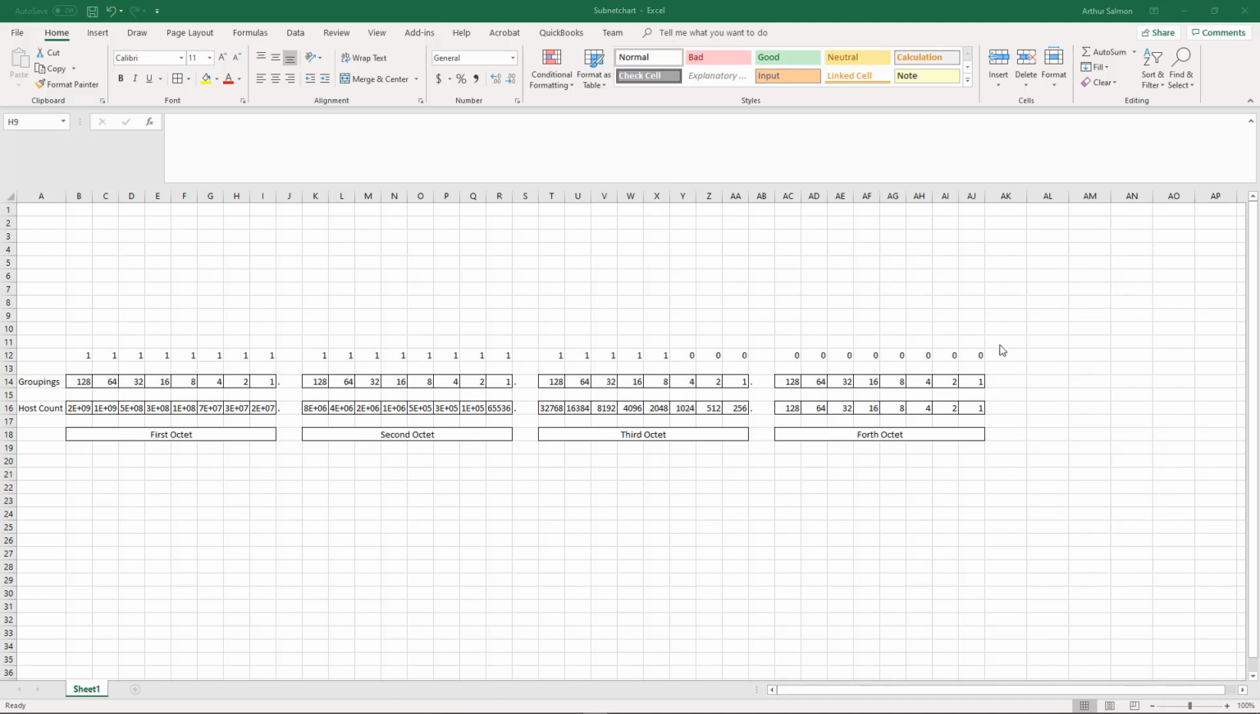And again, everything to the left of that will be 1s, everything to the right is 0s. And again, convert it to decimal, 248.0. Again, our grouping is 8. That's where the 1 is.